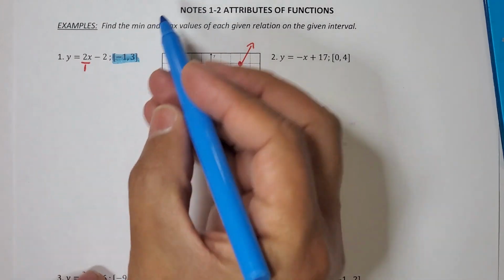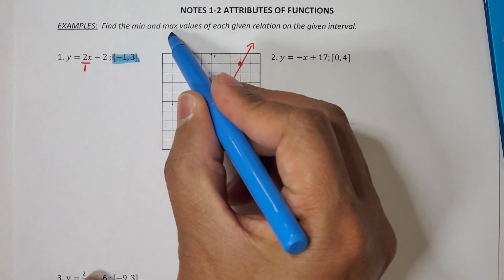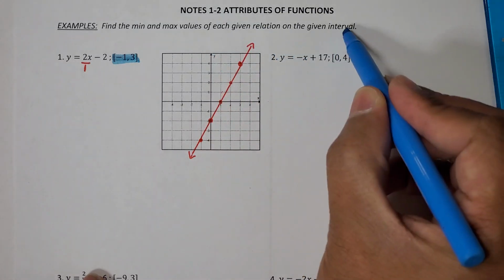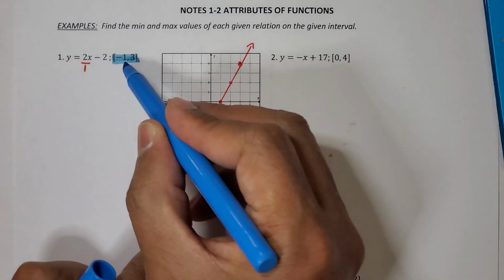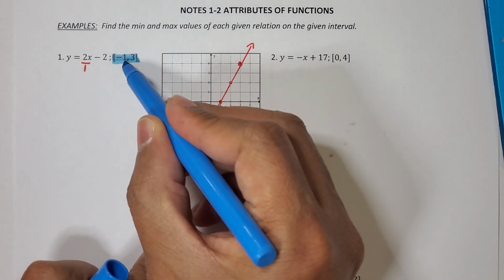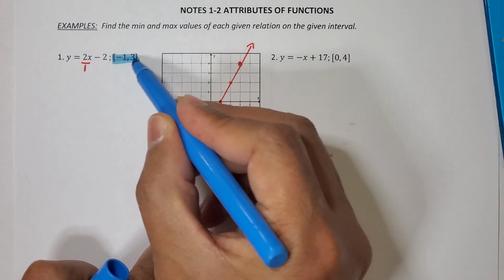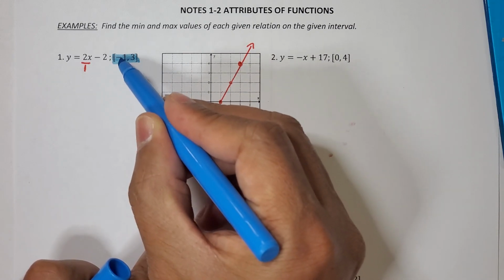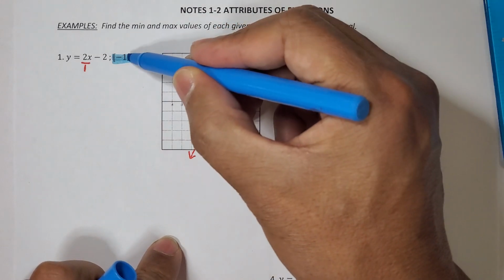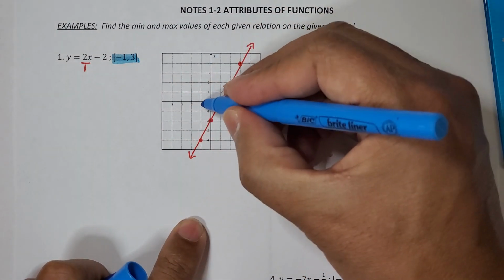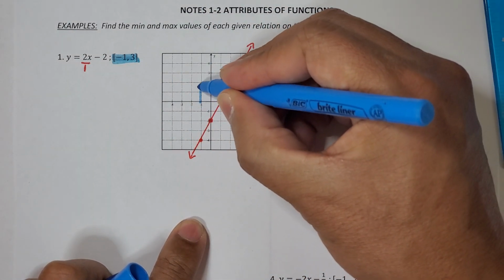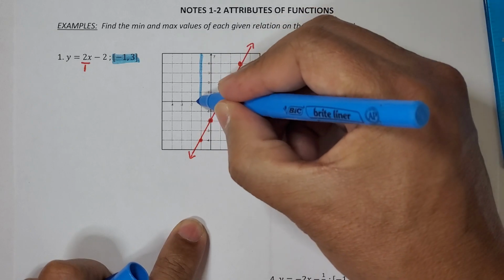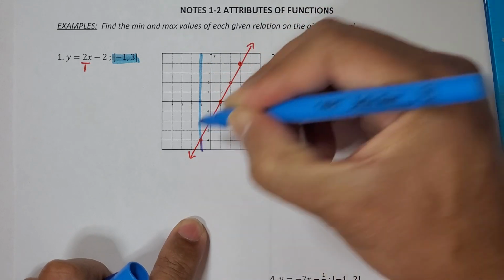So once I've done that, I'm going to come to this interval that I'm given. Because I'm being asked to find the minimum and maximum values of each given relation on a given interval. So I'm given this interval from -1 to 3. Now, these are domain values, so these are x values here. So I'm looking at where x is equal to -1, and I'm going to draw a blue line here. And I'll explain why in a moment.